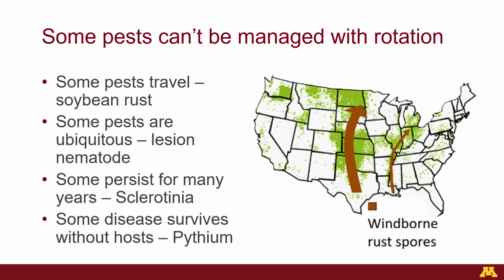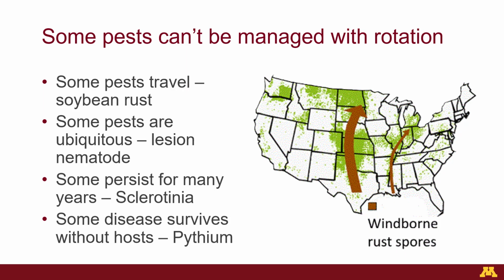Not all insects and diseases can be managed with rotation. For example, soybean rust travels via the wind to infect crops. We show a map of the U.S. with arrows indicating the pathways the wind-borne rust spores travel. They travel from the southern states up to the northern states. The main pathway is shown from Texas up to the Midwest. A smaller pathway is shown from Louisiana to the northeast. The distances rust travels can be quite extensive.